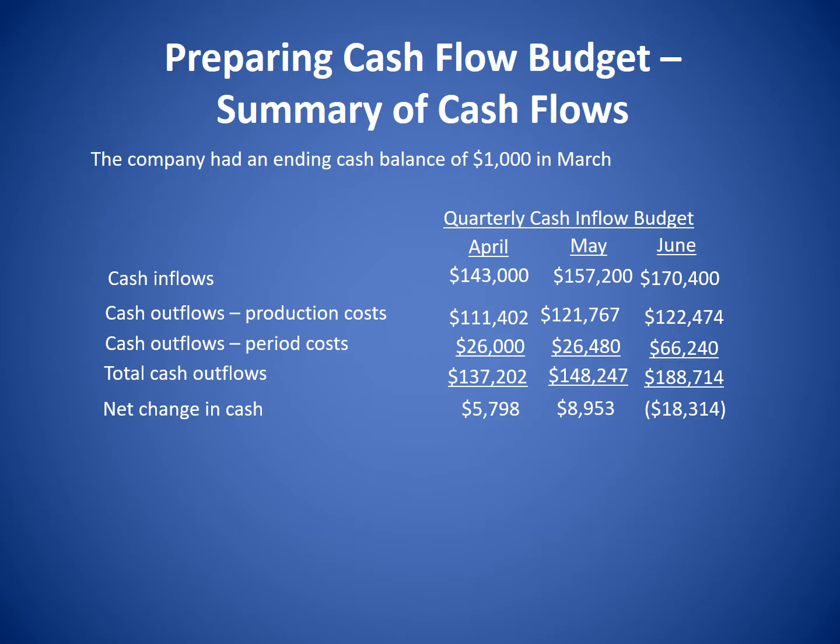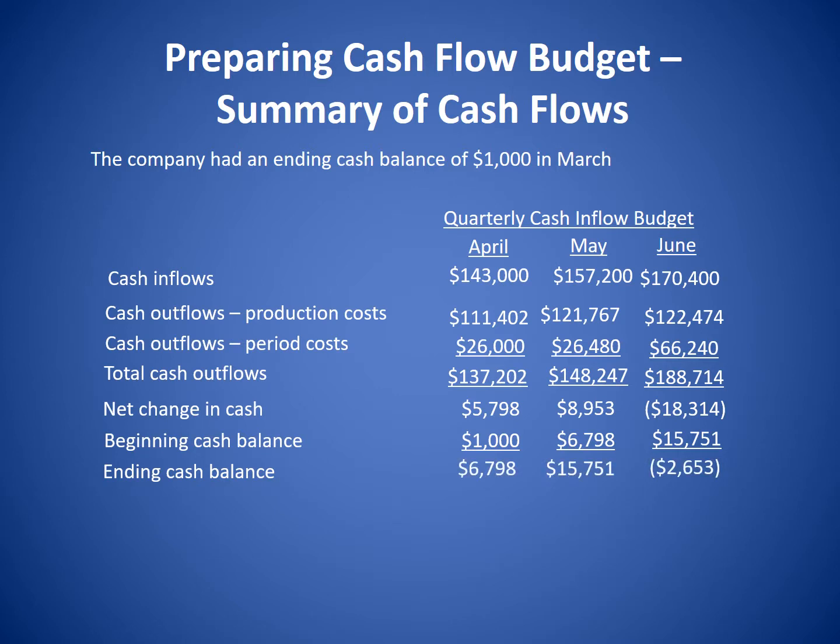Our net change in cash in April is an increase in cash of $5,798. In May, we had an increase in cash over and above April of $8,953, and in June, we had a net decrease in cash of $18,314. So if we start off with our beginning cash balance in April, we take our net change in cash in April of $5,798. To that, we add to our existing cash balance $6,798. So now that ending cash balance in April becomes our beginning cash balance of $6,798 in May.